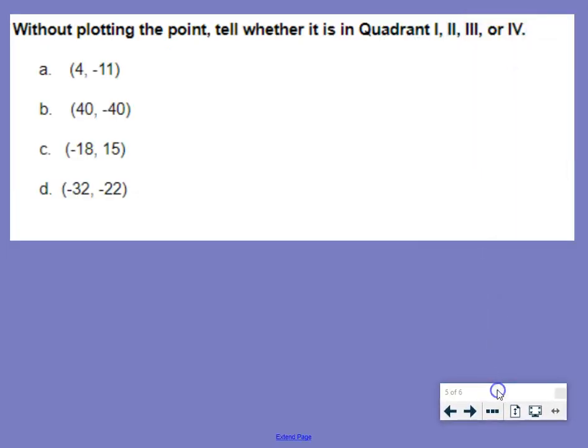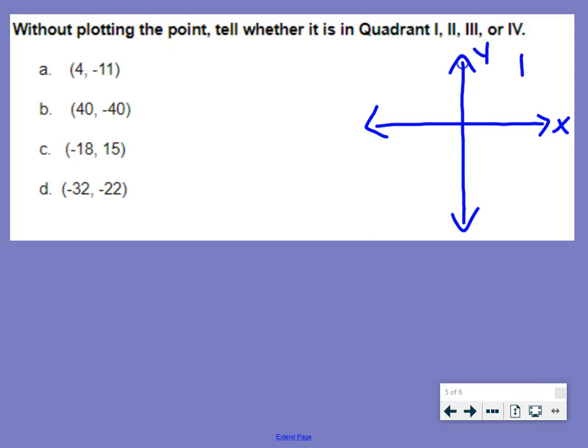Without plotting the point, tell whether it is in quadrant 1, 2, 3, or 4. (4, -1): you have a positive x and a negative y. So I'm just going to draw a visual for us here. We have x, y, quadrant 1, 2, 3, 4. We have a positive x. We're going to be over on this side in 1 or 4. Negative y is going to be down here in the bottom. So this would be quadrant 4.